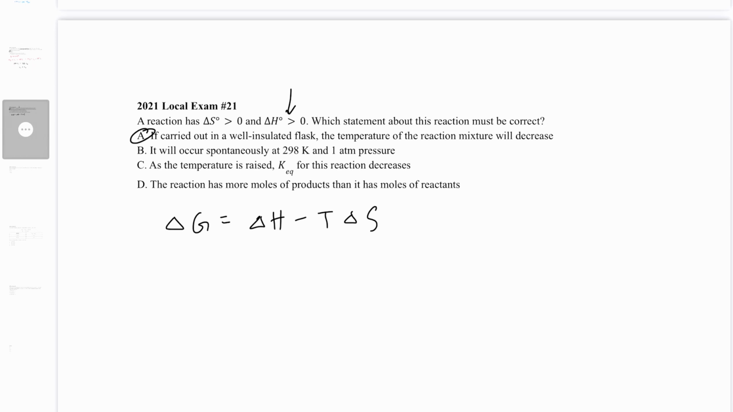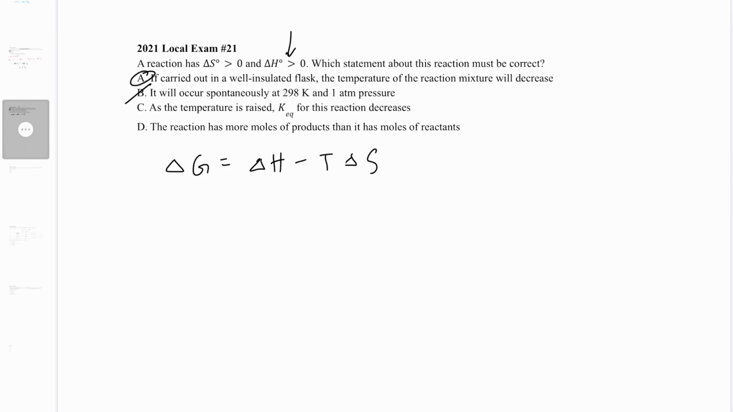But in this case, we don't really know whether or not it's going to be spontaneous, because we don't know the magnitudes of ΔS and ΔH. So B can't be correct. It could be correct, but it isn't necessarily correct. Okay, let's take a look at C. As the temperature is raised, your equilibrium constant for this reaction decreases. To find out whether or not that's true, we need to look at a certain formula. So ΔG is equal to −RT ln K.